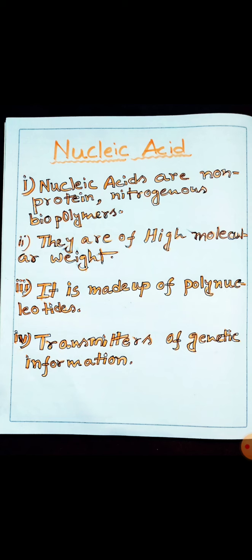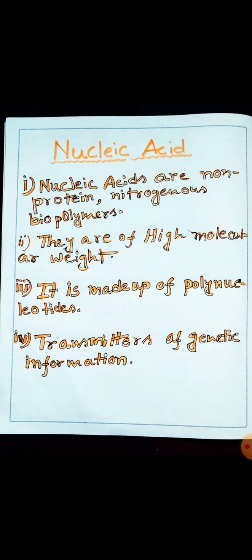And the fourth point is they are transmitters of genetic information. We all know that DNA is called the blueprint of life. Why is it called the blueprint of life? Because it contains all the information that an animal or an organism has genetically inherited. It gives the whole explanation of genes and all the characteristics of genes. Nucleic acids are of two types. We will discuss that later on.